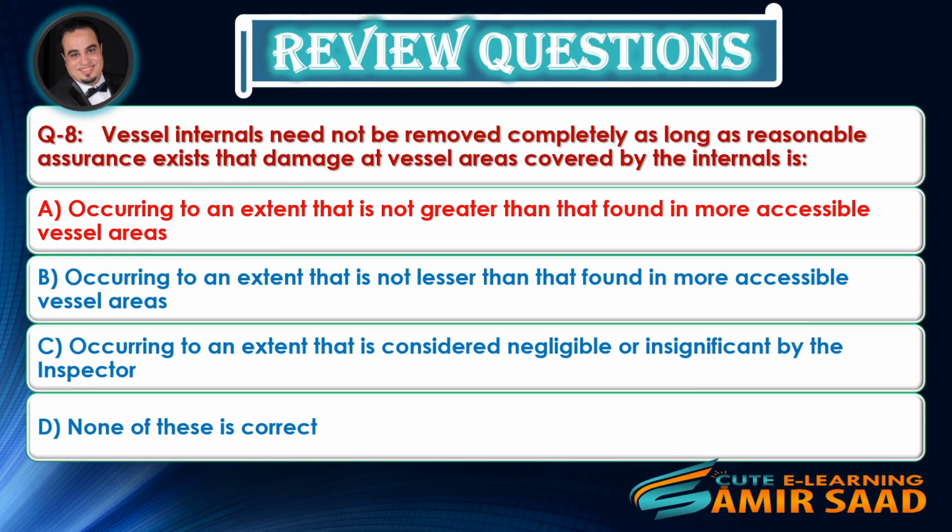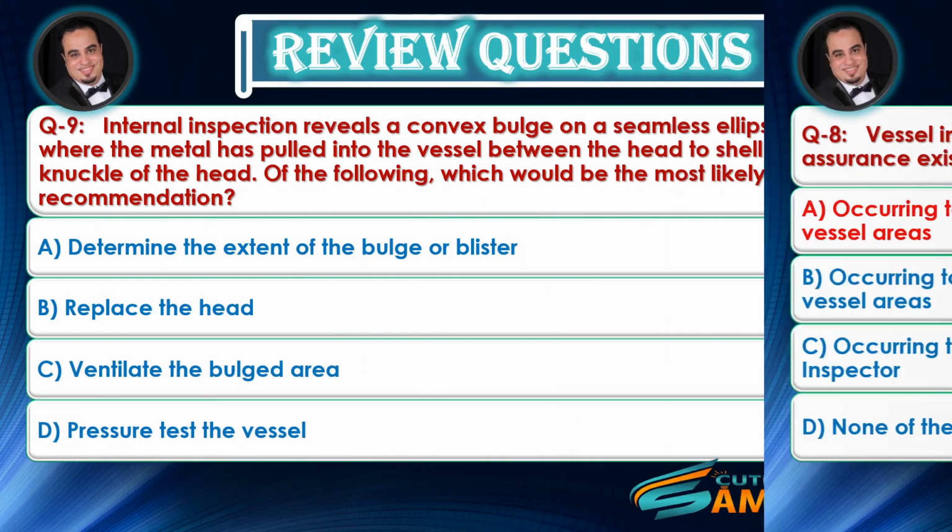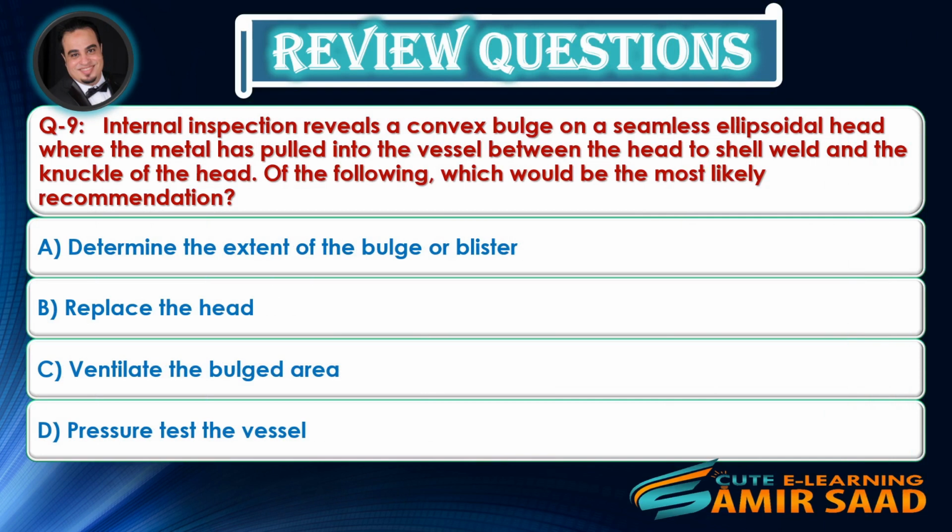Answer is A. Question number 9. Internal inspection reveals a convex bulge on a seamless ellipsoidal head, where the metal has pulled into the vessel, between the head-to-shell weld and the knuckle of the head. Of the following, which would be the most likely recommendation?